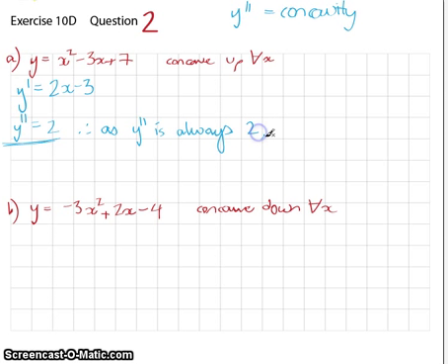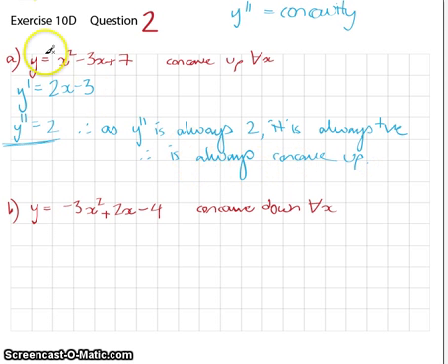So I can just finish this question by saying, therefore, as y double dash is always 2, it is always positive, therefore always concave up. Now, just to make sure we remember what this means, this is a positive quadratic, looks like this, concave up everywhere. That's what that quadratic looks like.